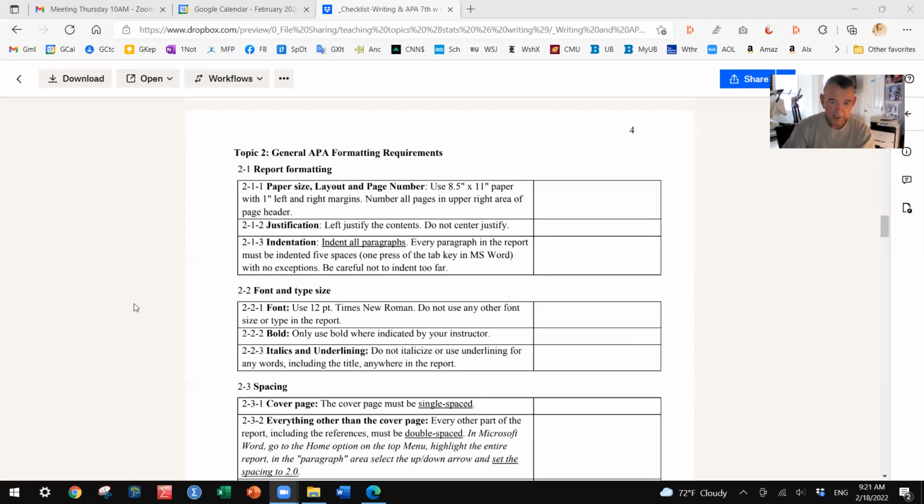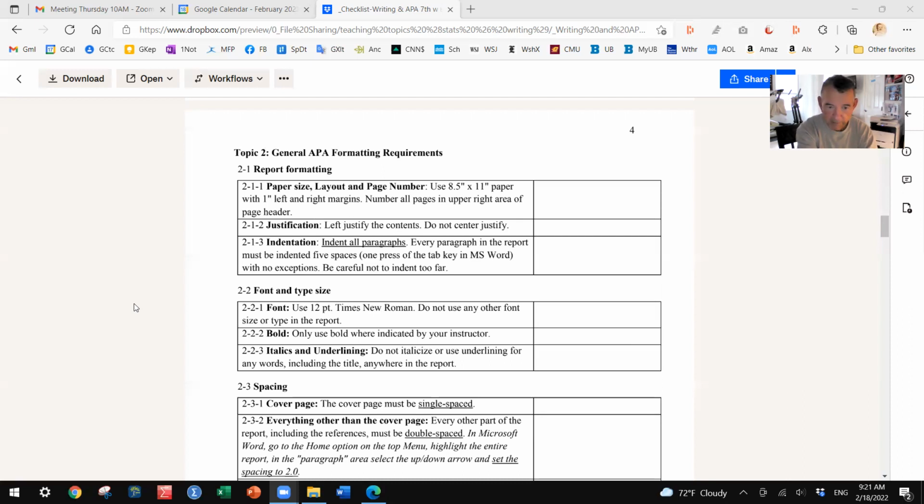Left justify the content, don't center justify, where it spreads it out so you got even edges on both sides of the paper. We don't do that. We left justify, we don't center justify. Indent all paragraphs. It's very, very common to see paragraphs either not indented or overly indented twice. So 5 spaces, 1 press, no exceptions. Be careful not to indent too far, and make sure you indent all paragraphs.